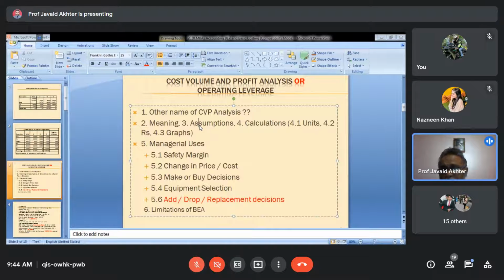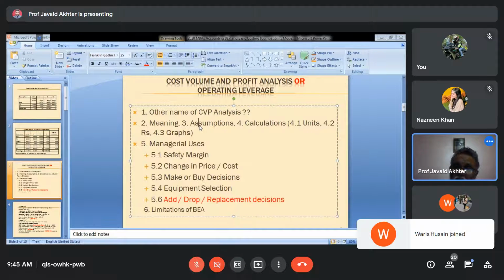How many assumptions have we had so far? Three. Number 1, cost can be divided into two categories only, fixed and variable. Number 2, per unit sales price will not change. Number 3, per unit variable cost will not change. Number 4, sales and production are synchronized. Whatever is produced is sold, nothing like closing stock. There is no opening stock, there is no closing stock. So sales and production are synchronized.